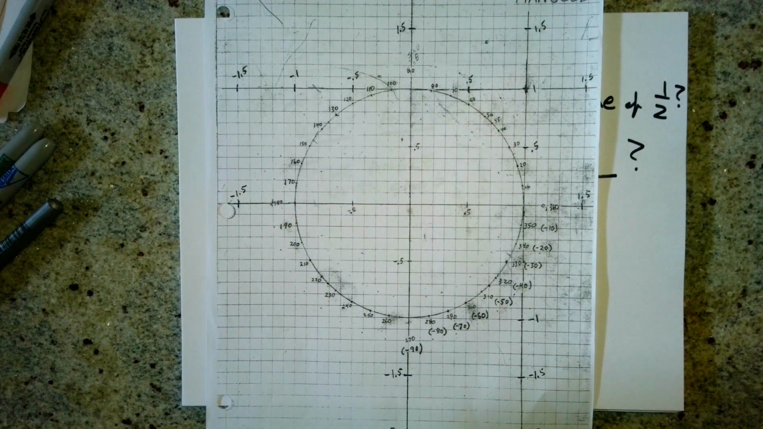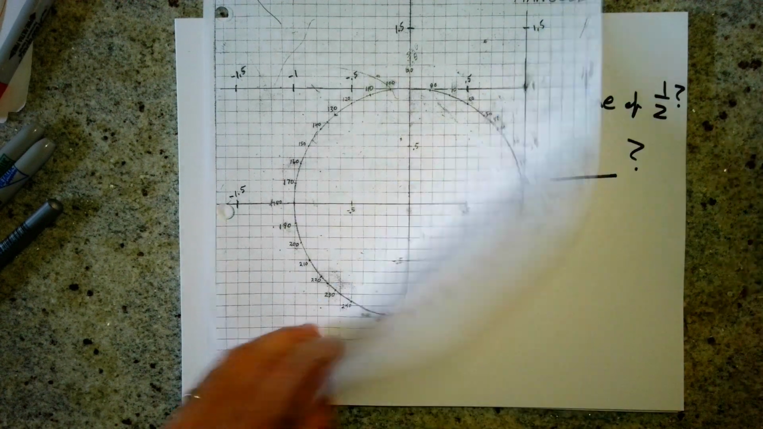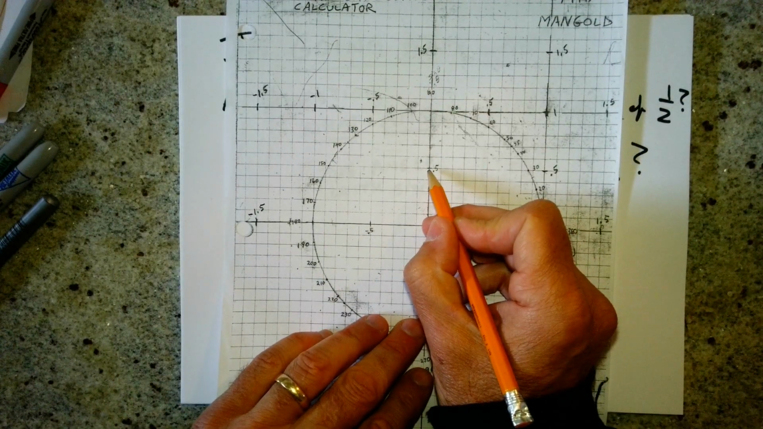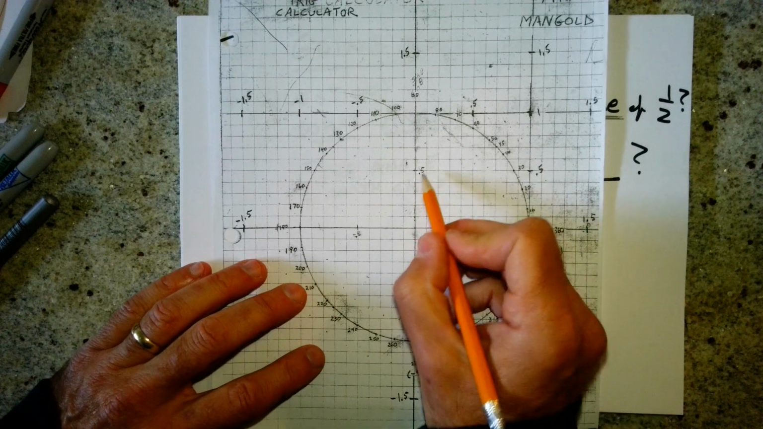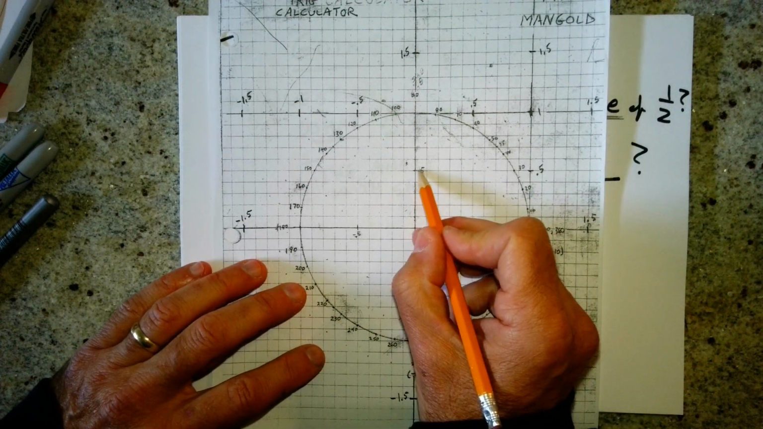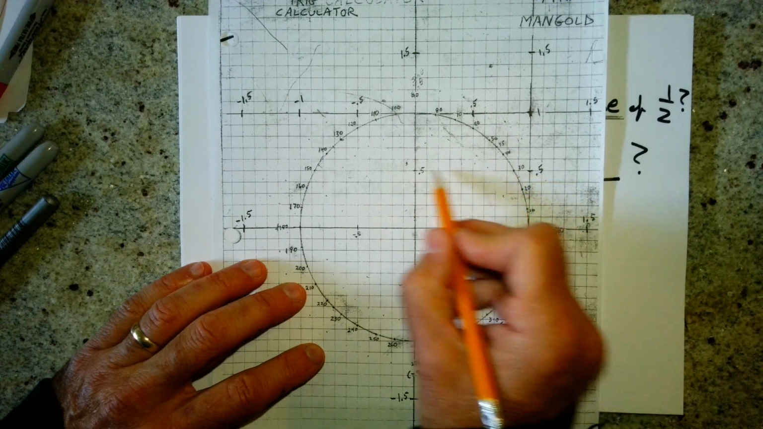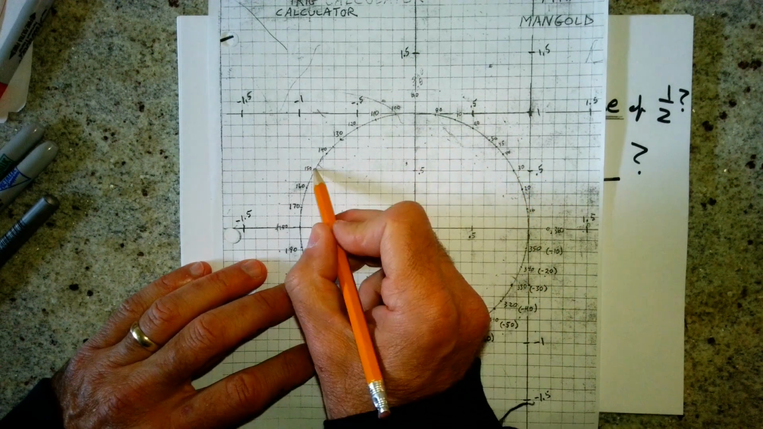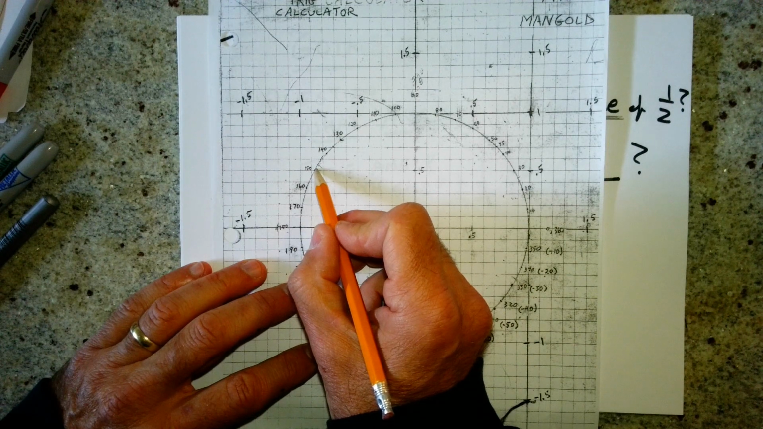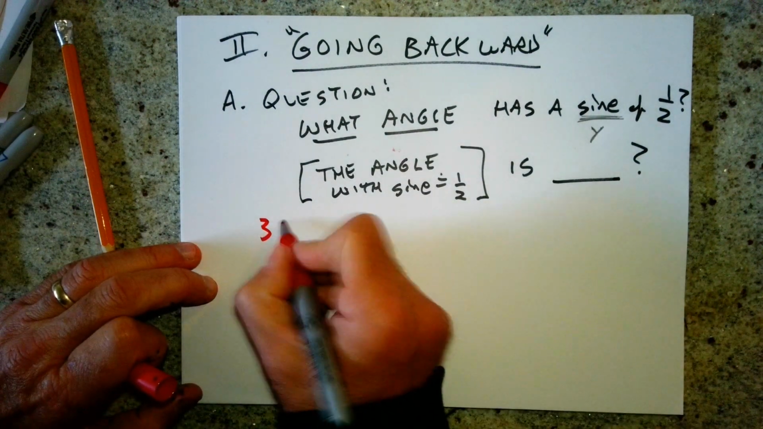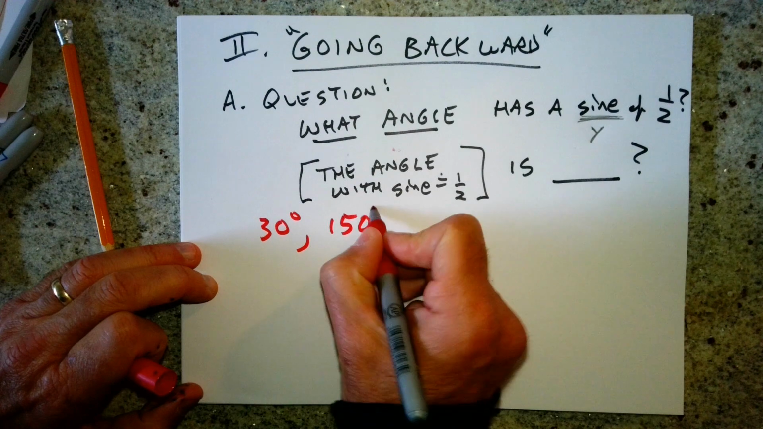Okay, so think about going backwards here. They said the sine is 1/2. Oh, sine. Okay, so that means y-coordinate. So I look at the y-axis and I find 0.5. Then I want to know what angle that comes from. And your inclination would be to go over here and say 30 degrees. But there's a second answer. You could also go this way and get 150 degrees. So both answers would be correct. So our only question is what angle has a sine of 1/2? The answer would be 30 degrees, also 150 degrees.